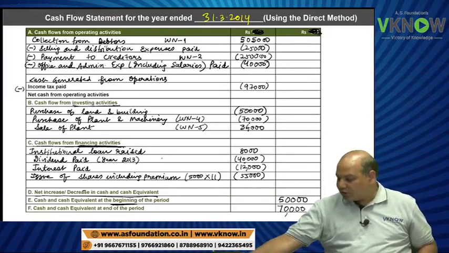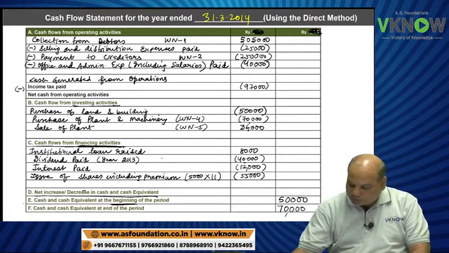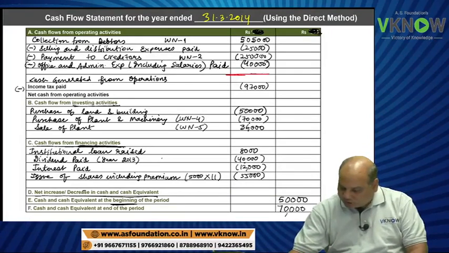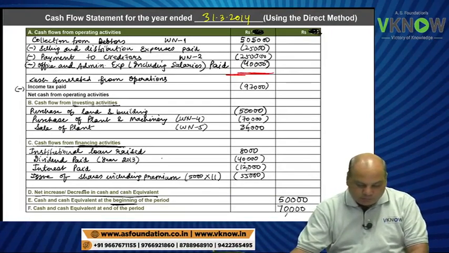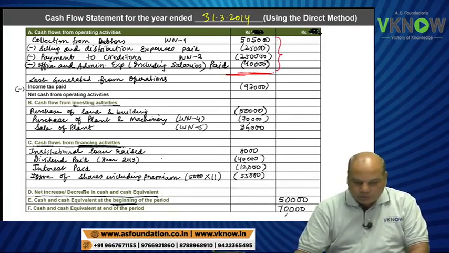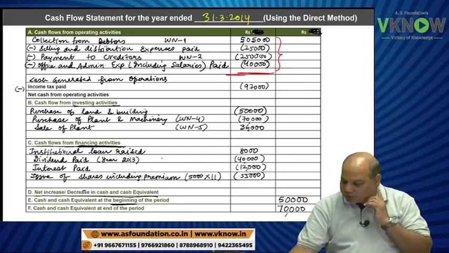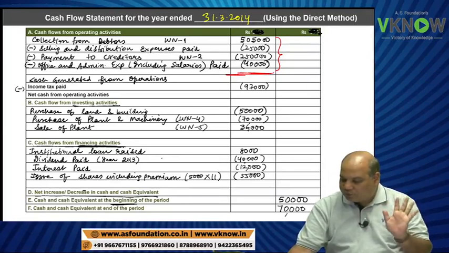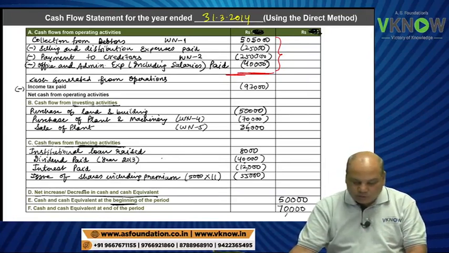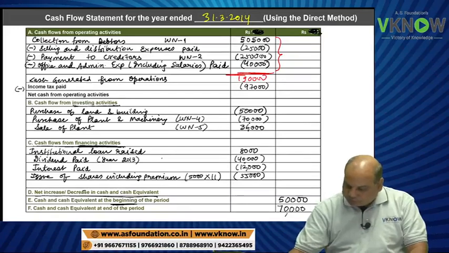Some students have started solving. So let us check their answer. First, you will give me cash generated from operation. Cash generated from operation will be 5,05,000 minus 25,000 minus 2,50,000 minus 40,000. So that is 1,90,000 minus 97.